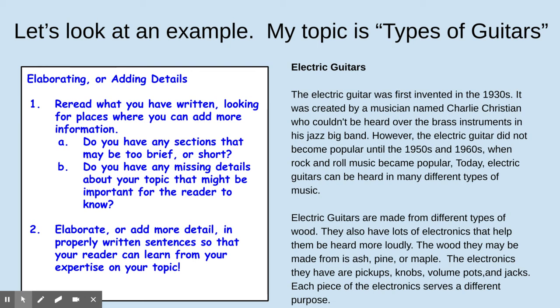Electric guitars are made from different types of wood. They also have lots of electronics that help them be heard more loudly. The wood they may be made from is ash, pine, or maple. The electronics they have are pickups, knobs, volume pots, and jacks. Each piece of the electronics serves a different purpose.